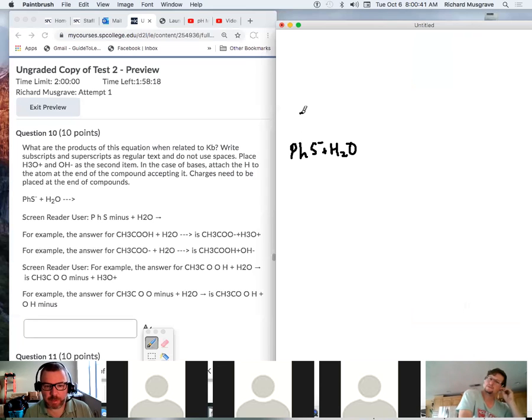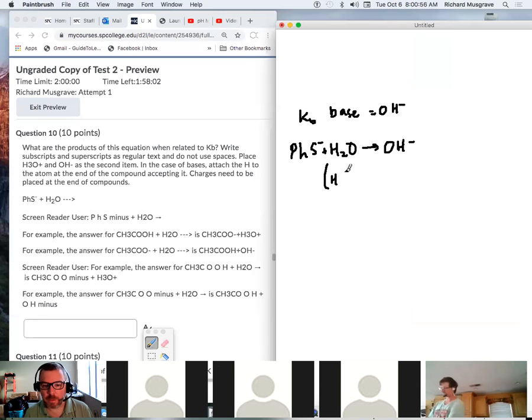We know that for KB, where the B is for base, that means that we're going to form OH minus as a product. So we get OH minus. Now, where did the OH minus come from? Well, it came from the water. And you can imagine the water as being a combination of H plus and OH minus. So we've already accounted for the OH minus. Really what we're trying to do here is take the H plus and add it to the other side here. And if I do that, then I would get PhSH. You don't have to know what Ph is, it's phenyl, but that's not really important. All that matters is you would add H plus to whatever you have on the other side. So that would be for the KB.